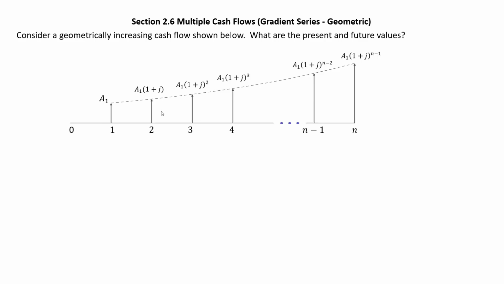Kind of like how we had a geometric series that looked like a plus ar squared plus ar cubed and so on. It's kind of like that. A1 times (1 plus j), A1 times (1 plus j) squared, and so on. So what would be the present and future values in such a distribution is what we are attempting to find.